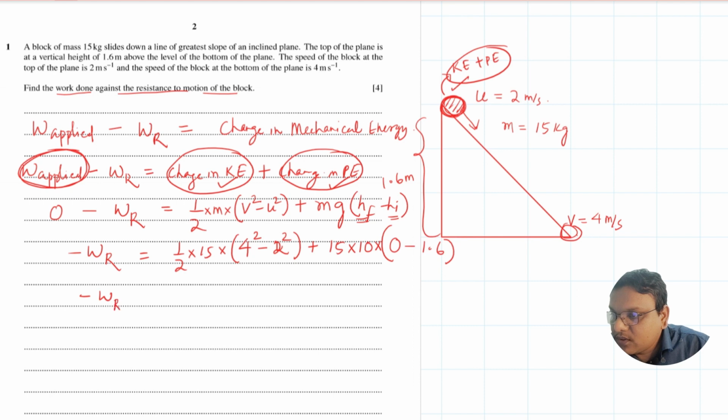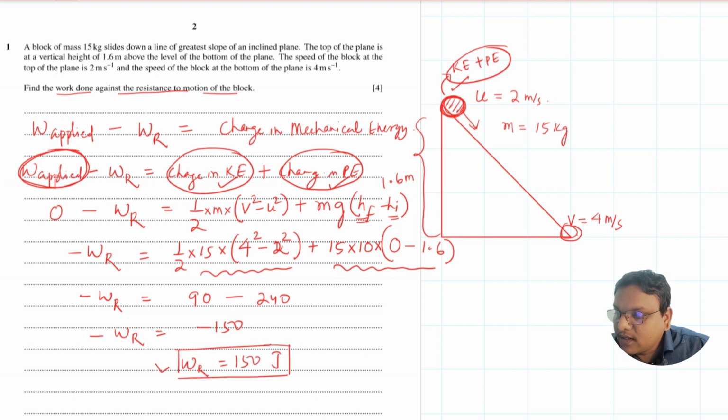So please write down: work done against the resistive force is equal to... when you put these values in the calculator, check whether you are getting 90, and minus 240. So I got negative W_R equal to negative 150. Both have a negative sign, so the work done against the resistance to motion will be 150 joules, because we know the unit of work done is the joule. This is the answer for the first question.